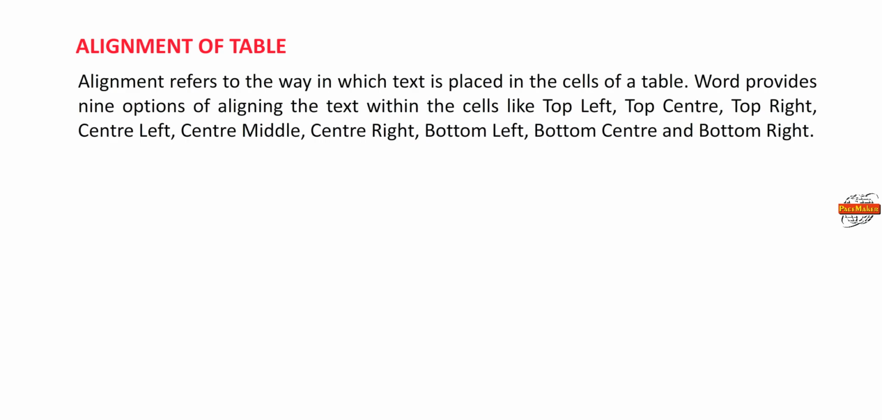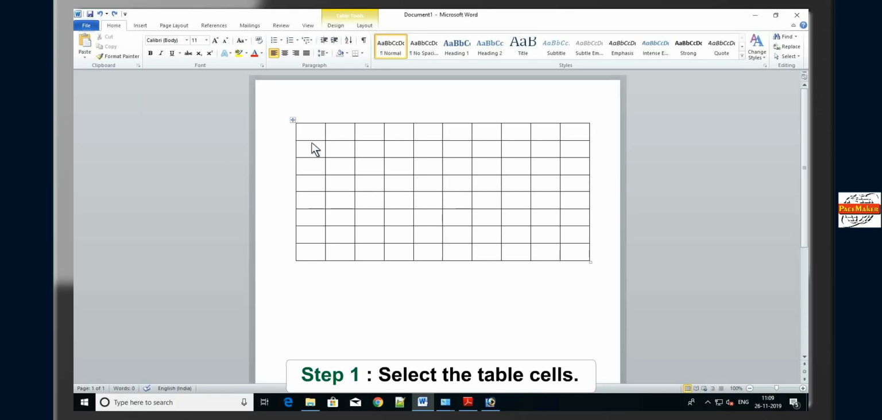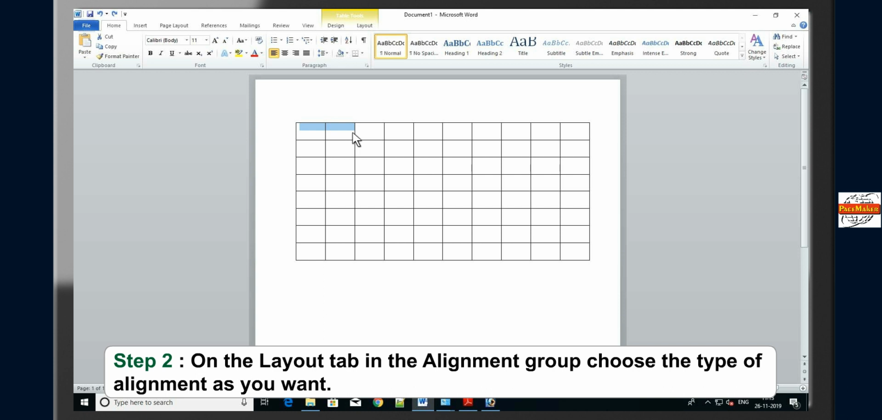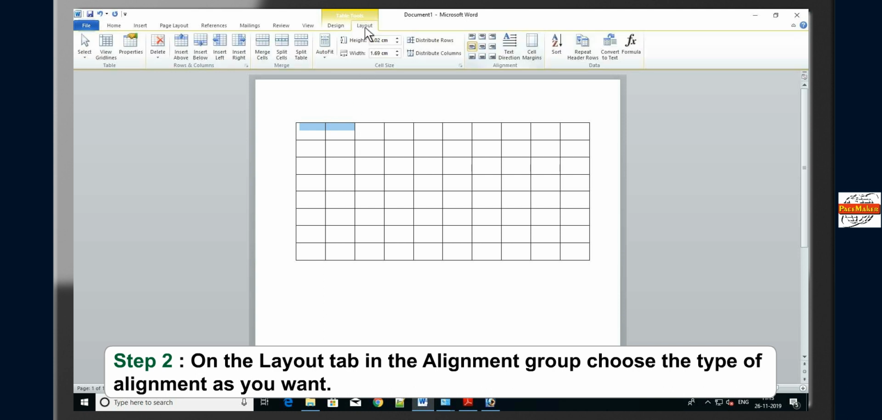Alignment of table. Alignment refers to the way in which text is placed in the cells of a table. Word provides 9 options of aligning the text within the cells, like top left, top center, top right, center left, center middle, center right, bottom left, bottom center, and bottom right. To align the text of the cell, follow these steps. First, select the table cells. In step 2, on the Layout tab in Alignment group, choose the type of alignment as you want.